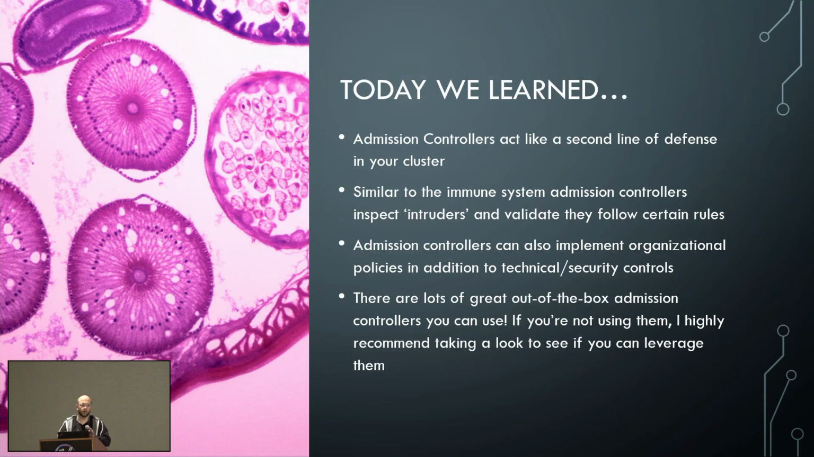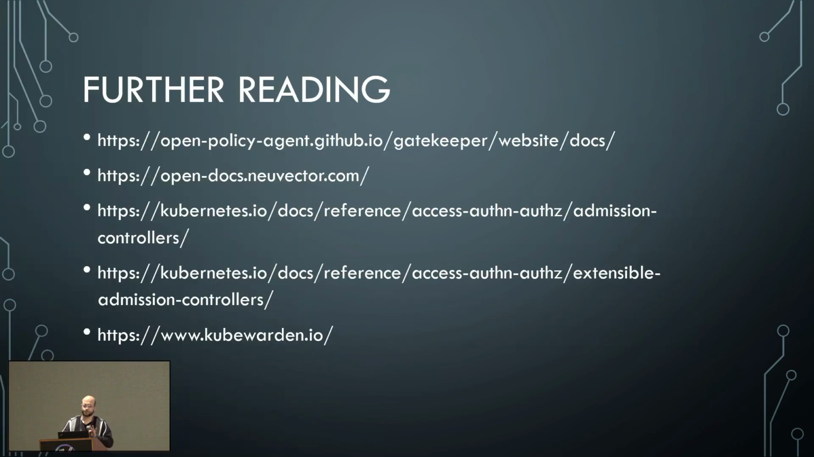So in summary, we learned admission controllers act like a second line of defense in our cluster. They're similar to our immune system in that they inspect intruders and validate that they follow certain rules in our bodies. Admission controllers can also implement our organizational policies in addition to security and technical ones. And there are a lot of great out-of-the-box admission controllers you could use in your cluster today. If you're not using them, seriously, look at them. They're super easy to use. It literally takes 10 minutes to get started. And with all of them, they have dry run modes, so you don't have to enforce anything. You can audit your production clusters.